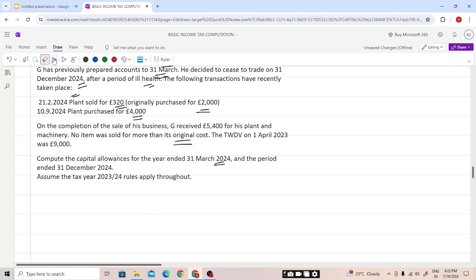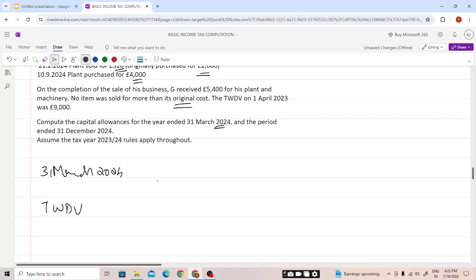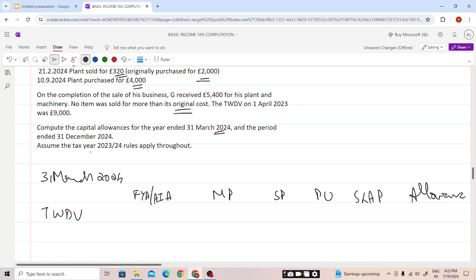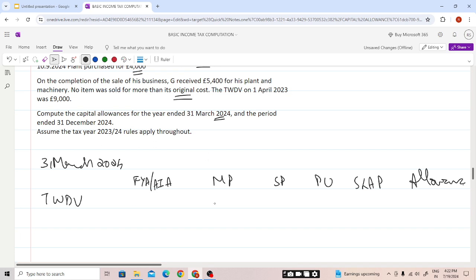So 31st March 24. So tax written down value. FIA and AIA, main pool, special pool, private use, short life asset pool, and allowance column. This format is clear, students. Now we are starting from 1st April 2023. So on 1st April 2023, the written down value was 9,000. I hope this is clear, students.